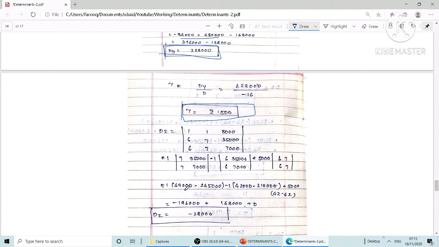In a similar way we will find dz, but in place of c1, c2, c3 we will put the values of d1, d2, d3, that is 5,000, 35,000 and 7,000. Here also copy this one as it is. Hide first column and first row. What is left? 7 and 7 is left, 35,000 and 7,000 is left. Copy this down. Write it down.